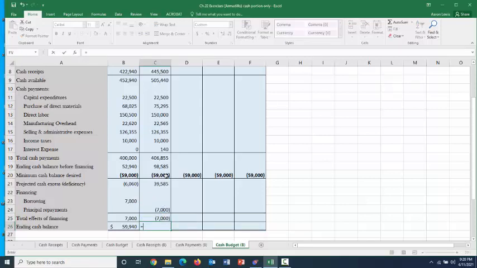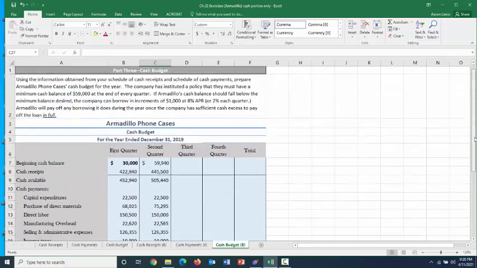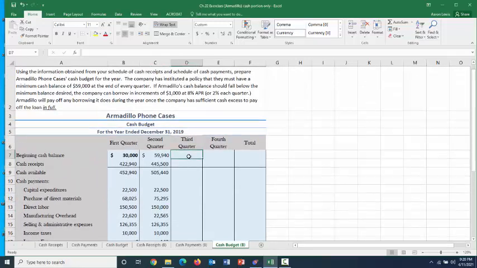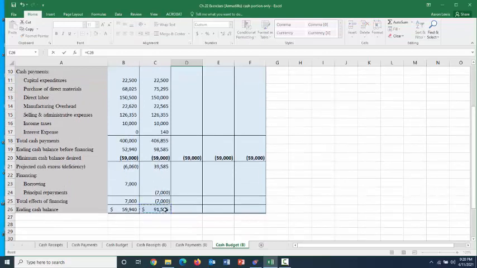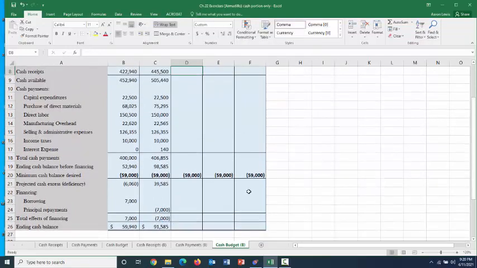And if their ending cash balance before financing was $98,585, but they're going to pay off that $7,000 loan, that means at the end of the period, the remaining cash after they get themselves out of debt with the bank is going to be $91,585. And since that is what they are ending the second quarter with, it's also going to be what they're beginning that third quarter with. So they're going to begin the third quarter with the same $91,585.